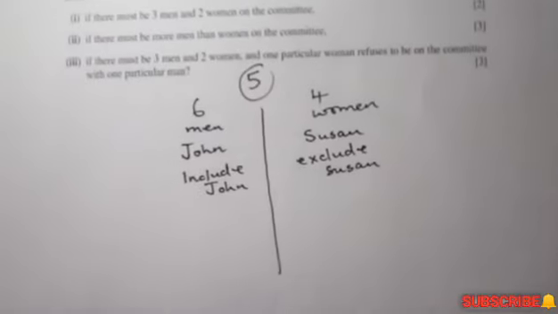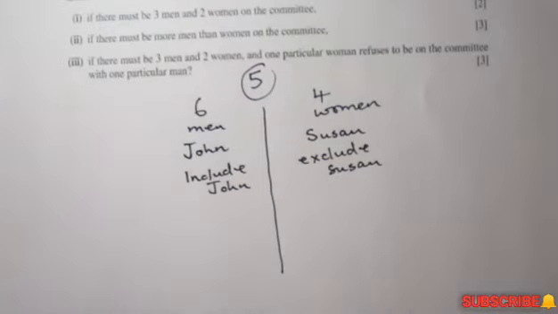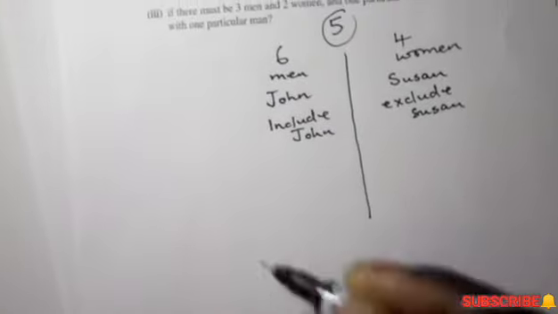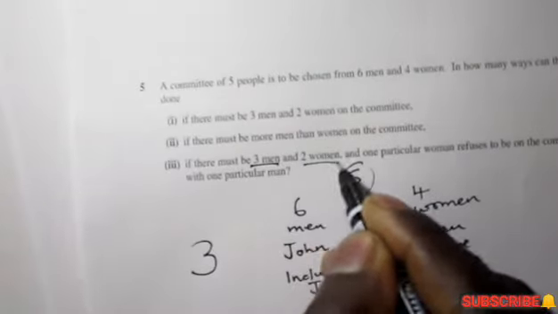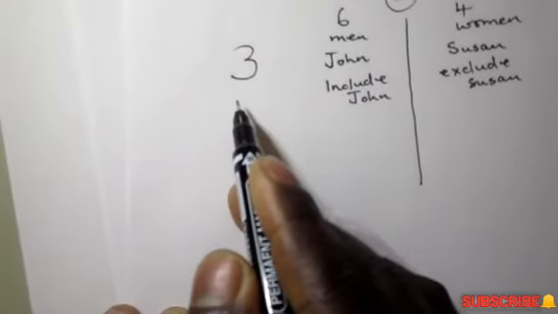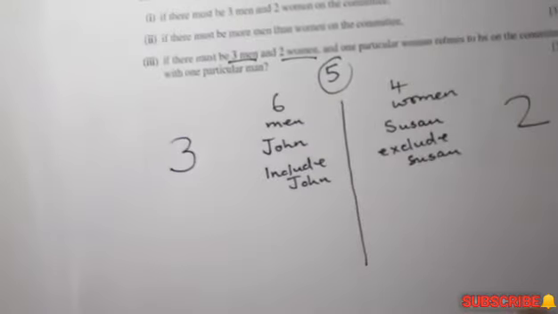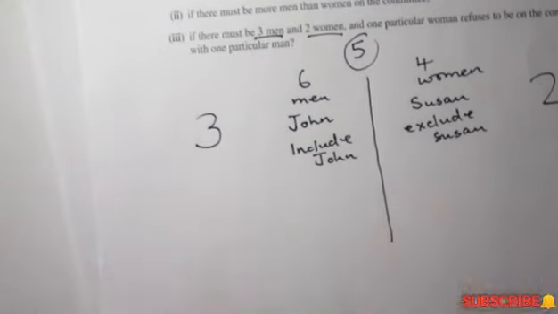Right. Let us go back to the question that we are doing here. John and Susan don't want to work together. I hope you have not forgotten. So if we include John, remember the committee must have 3 men and 2 women. So on this side we need 3 male figures, and on this side we need 2 female figures, right? So since John is included, it means John gets an automatic seat in the committee.